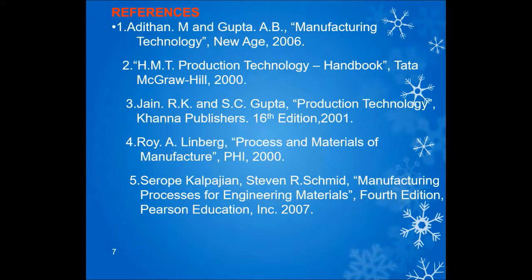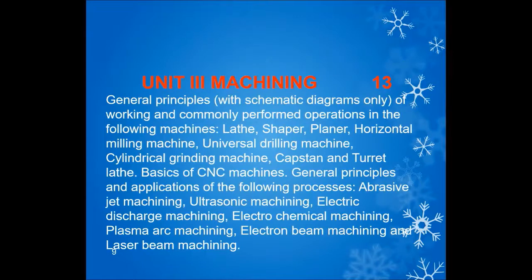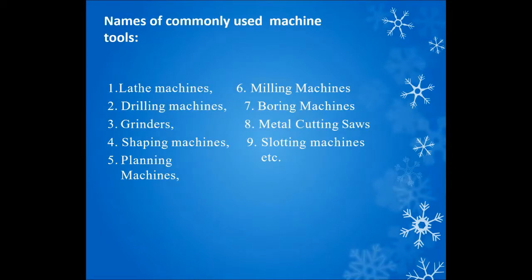Normally, machining can be done by various methods or various equipment using lathe, shaper, planer, turner, grinding machine. Such a way, a lot of equipment are available in the machining process. Each and every machine is utilized for manufacturing any product. So metal removing operation from the workpiece with the help of the machine tool, cutting tool, etc.